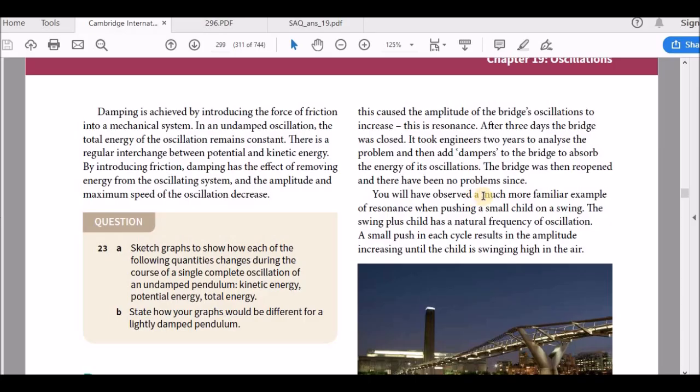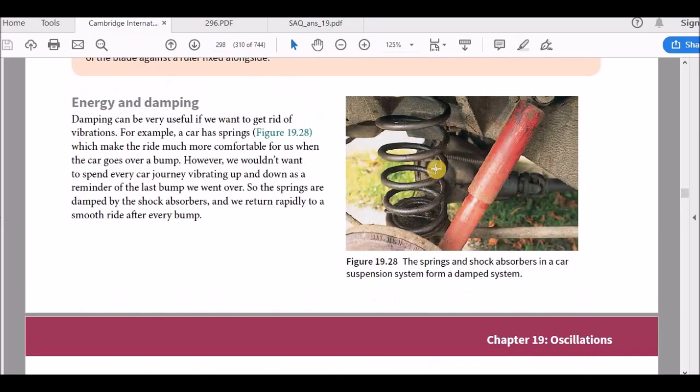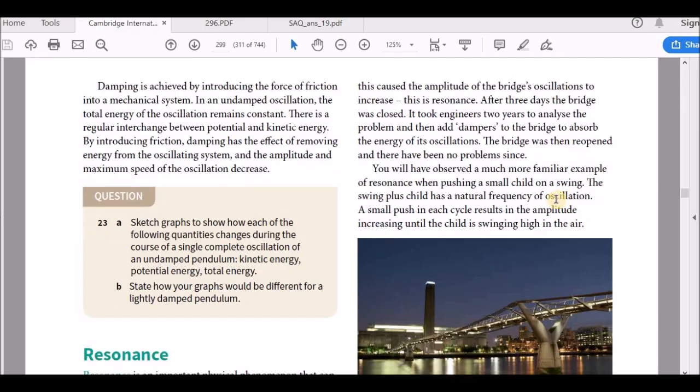Now when that happens, it will vibrate with maximum amplitude, and as a result the bridge can break or get damaged. Okay, then eventually they fixed it. They added dampers so that this will not happen. Okay, so the dampers absorb the energy of the oscillations. Actually it's the spring, I think, over here that is absorbing the energy, but anyway, the bridge was then reopened.